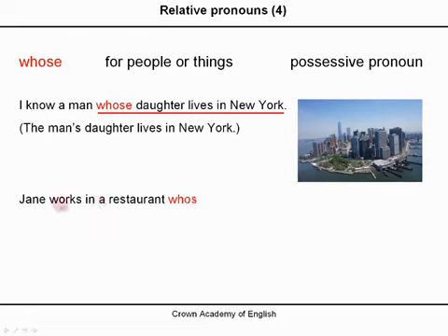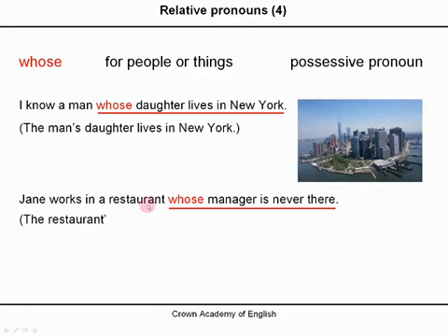Jane works in a restaurant whose manager is never there. So this means that there is a manager of the restaurant, and the manager is never there. So it is the restaurant's manager is never there, or the manager of the restaurant is never there. So it's a possessive.